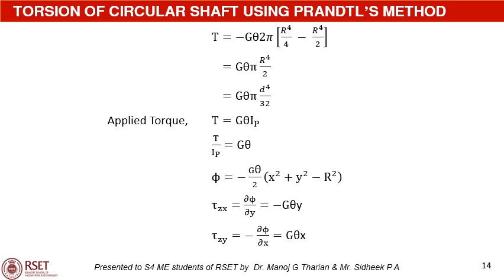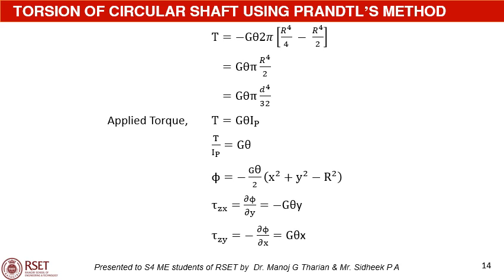which gives applied torque T is equal to G theta pi into d raised to 4 by 32, where small letter d represents the diameter of the circular cross-section. We know that for a circular cross-section, pi d raised to 4 by 32 represents the polar moment of inertia IP. Thus, the applied torque T is equal to G theta into IP, which gives T divided by IP equal to G theta.